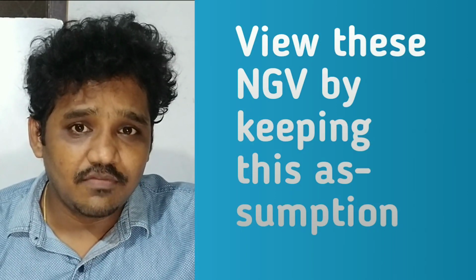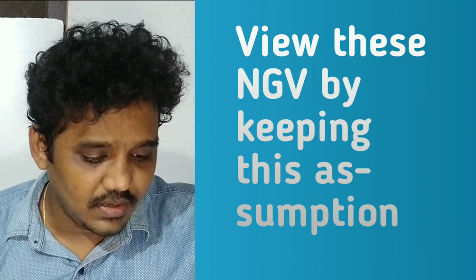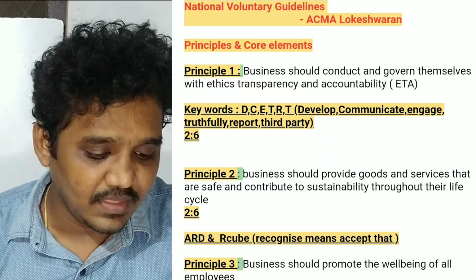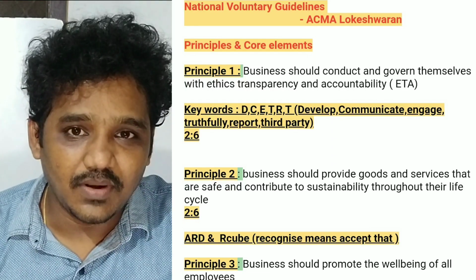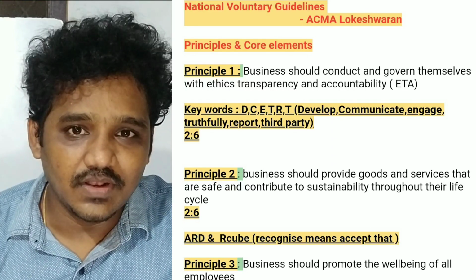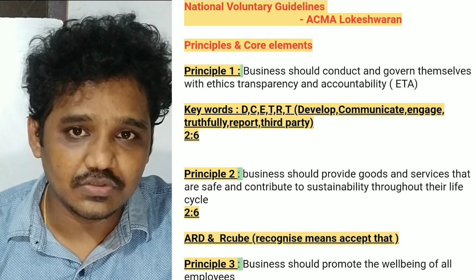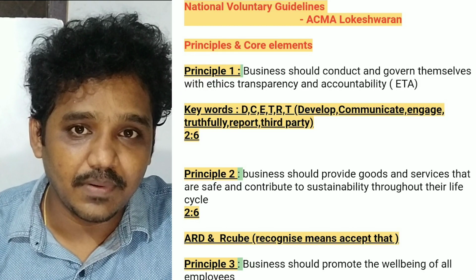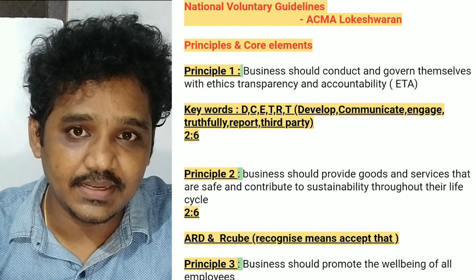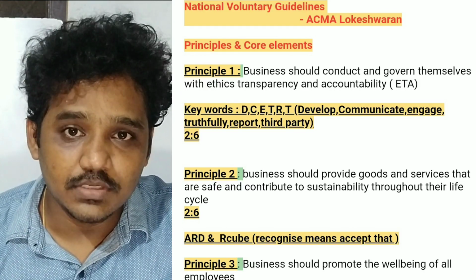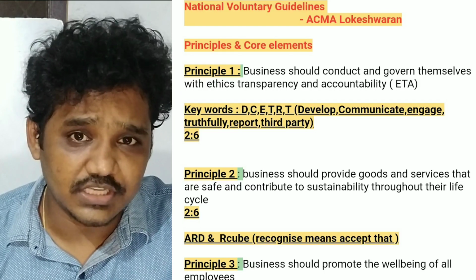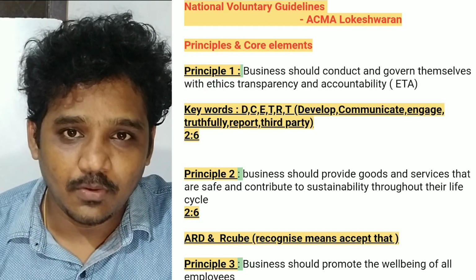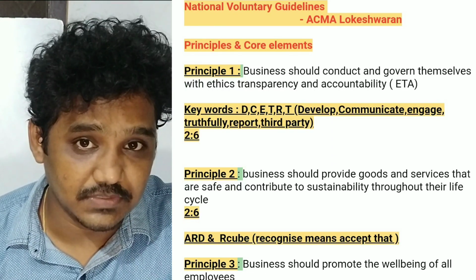Now, principle number 1: business should conduct and govern themselves with ethics, transparency, and accountability. At level 1, what you normally do is create some controls, checks, and procedures relating to ethics, transparency, and accountability. I've compiled these 3 words into ETA: ethics, transparency, accountability. Business creates some controls and check points in place with respect to ETA. That is the first step normally a business person will do.